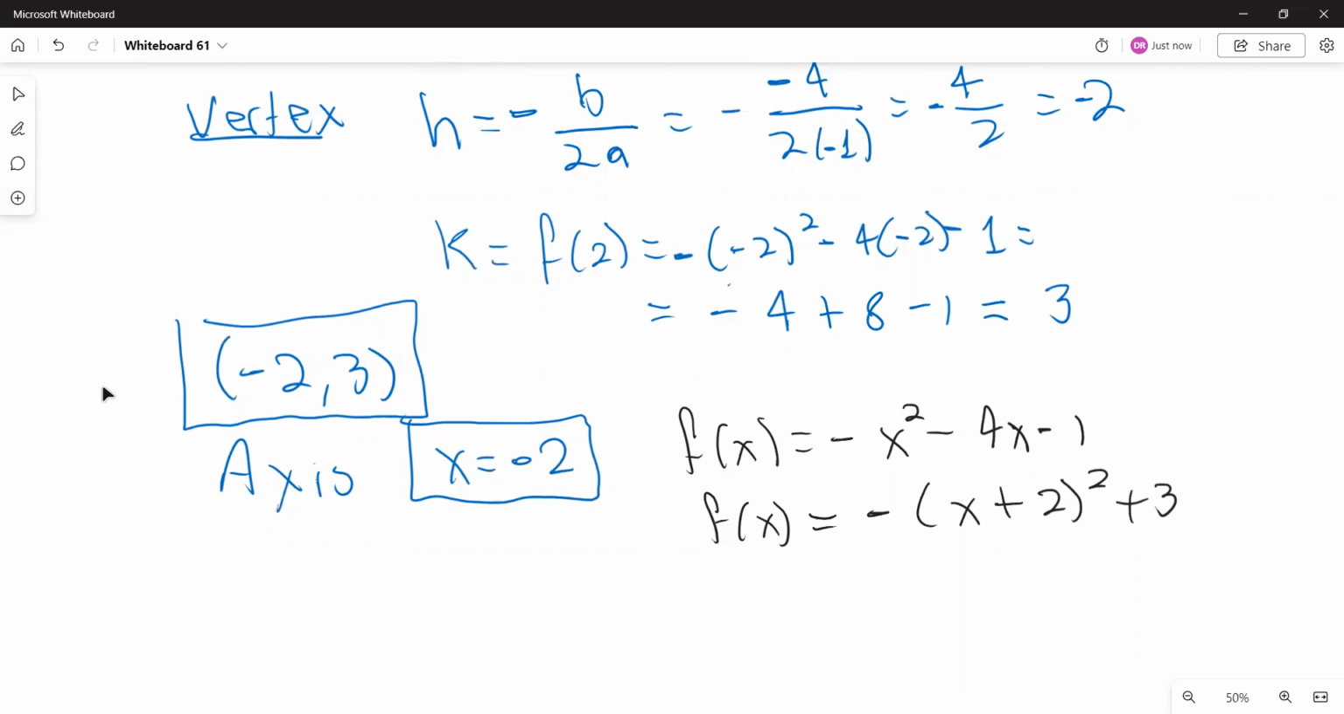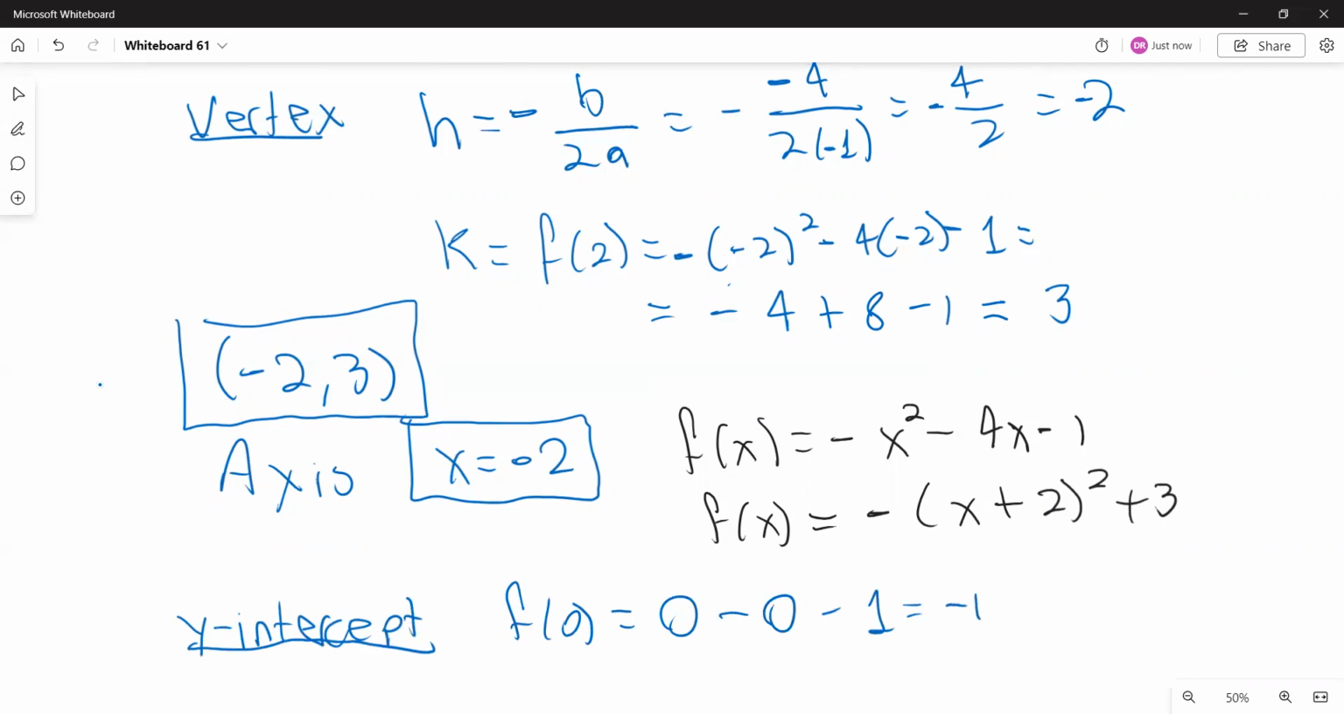So what do we do next? We're going to find the y-intercept. Okay, the y-intercept is given by f of 0. So that's going to be (0, -1).